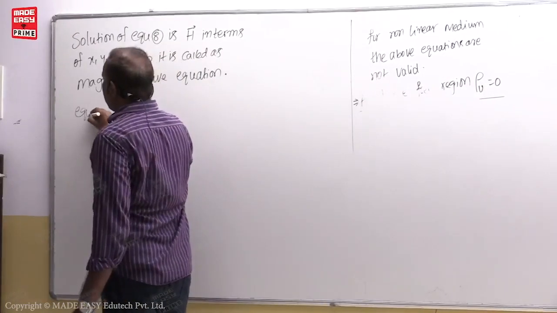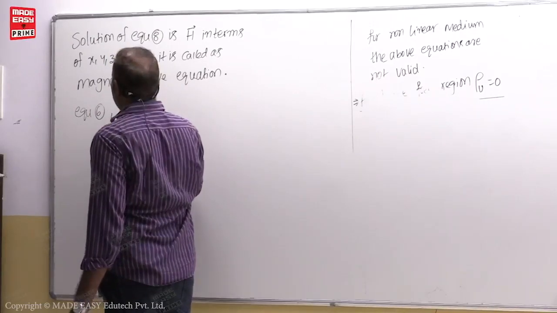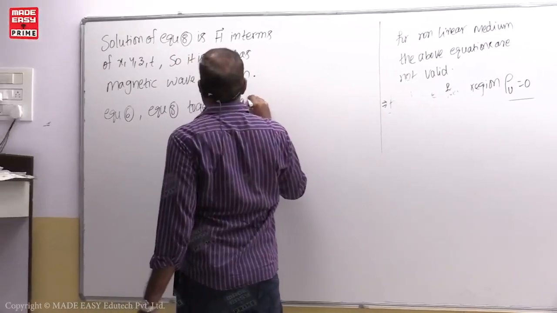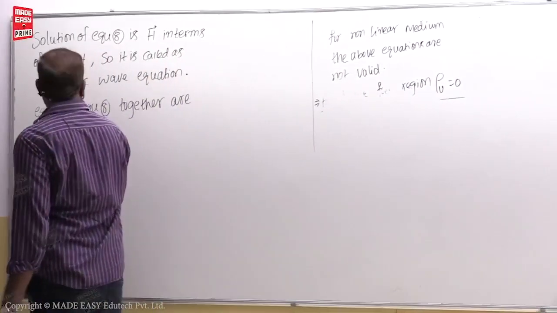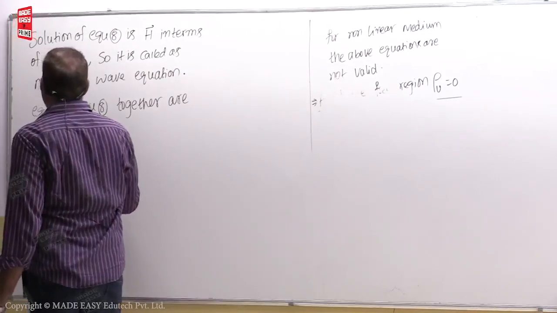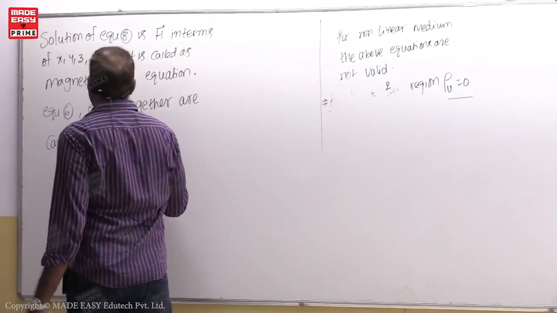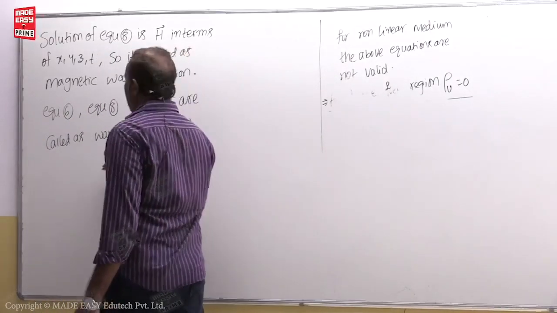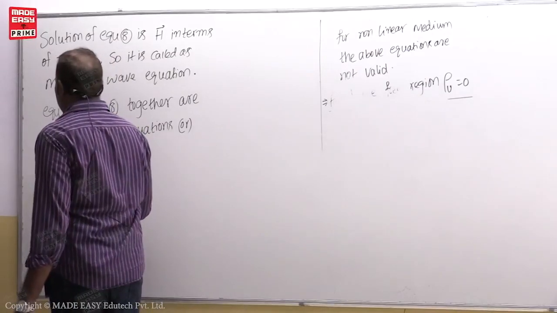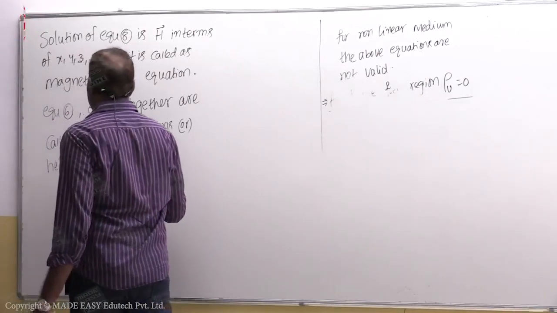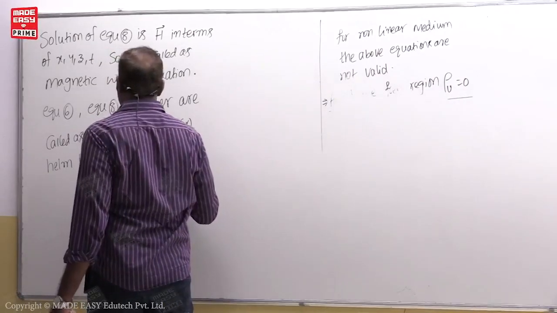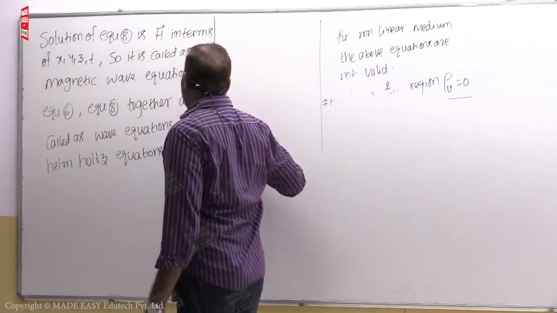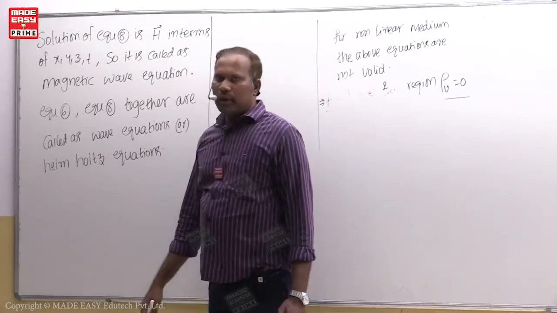Now equation 6 and equation 8 together are called wave equations, or otherwise they are also called Helmholtz equations. Okay, after this we will talk of the phasor domain, how to suppress the time.